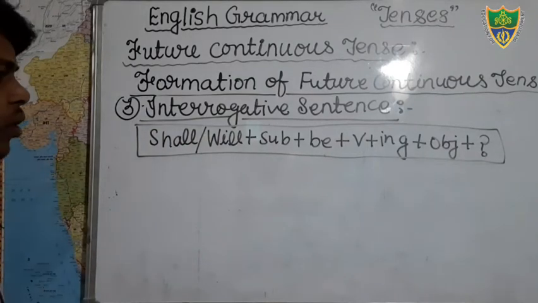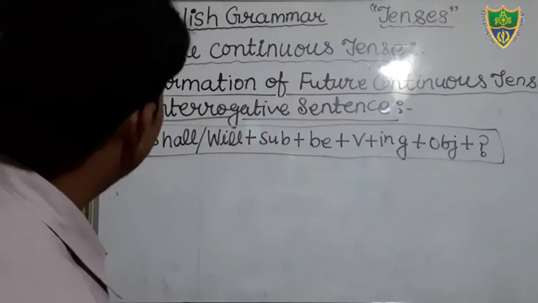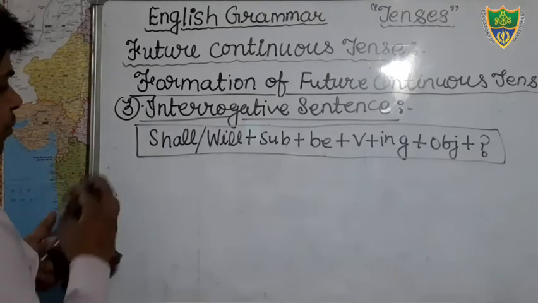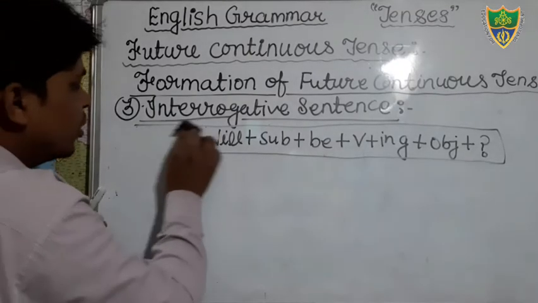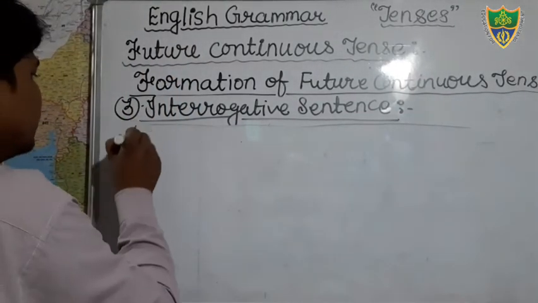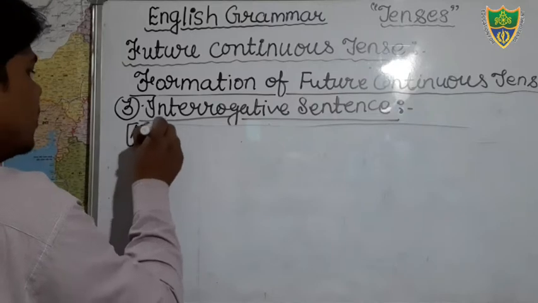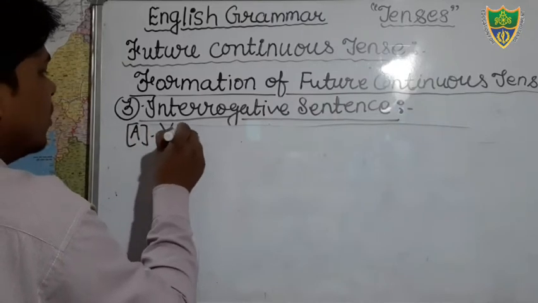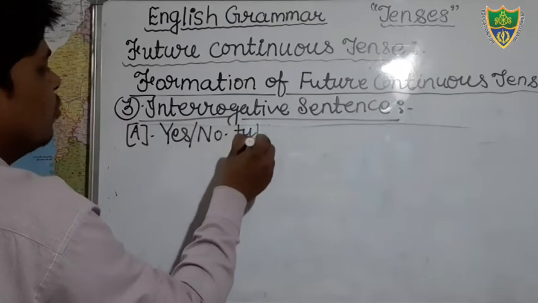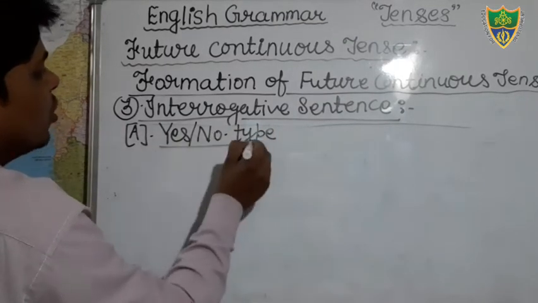Students, I have forgotten to write the SNO type. I am going to erase it. First of all, you put the heading SNO type interrogative sentence. You put the heading first, SNO type.